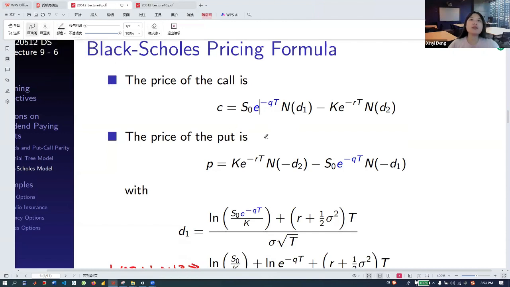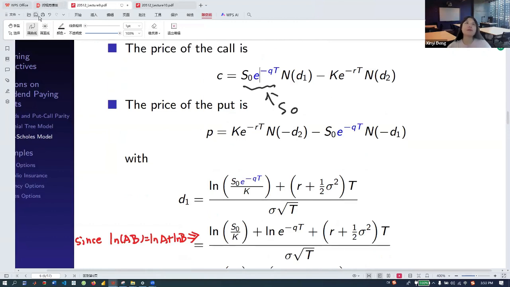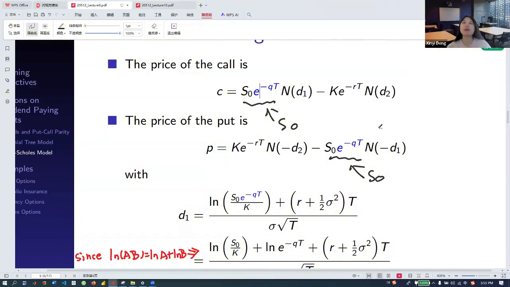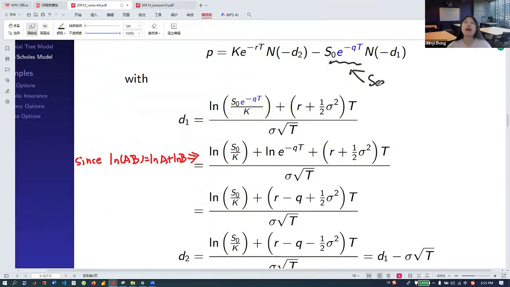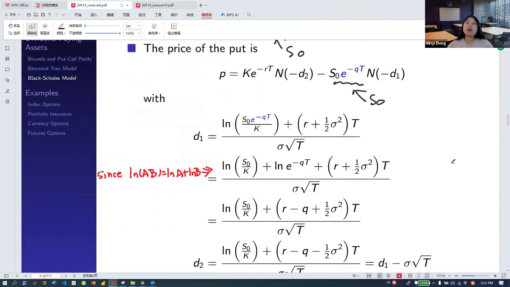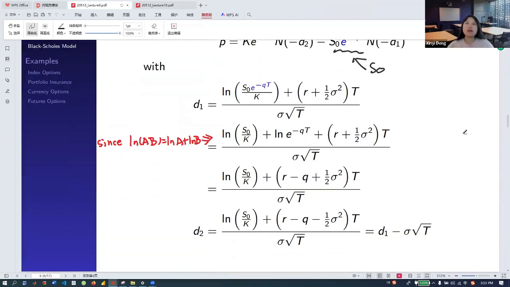Let me use. So this term here, if you go back to lecture 8, you'll find out that's just S0. And also for the put price, the second term was S0 in lecture 8 as well. So now we just replace them with lower prices. But the D1 expression changes a bit.